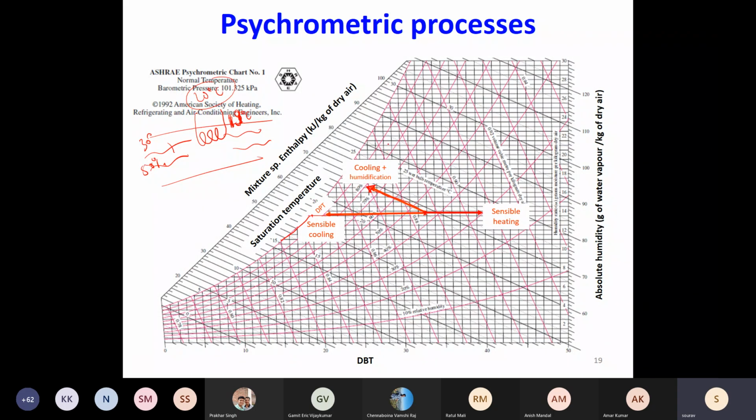So cooling plus humidification. How to identify humidification or dehumidification: check the initial state point and the final state point moisture content. If the final moisture content is higher than the initial, it is humidification. If the final moisture content in the air is lower than the initial, it is dehumidification. So all the processes will have cooling or heating that corresponds to the temperature change, as well as humidification or dehumidification, or you can also have processes where there is no change in humidity ratio.